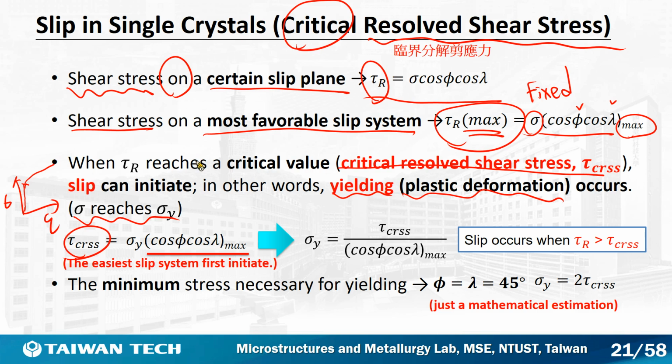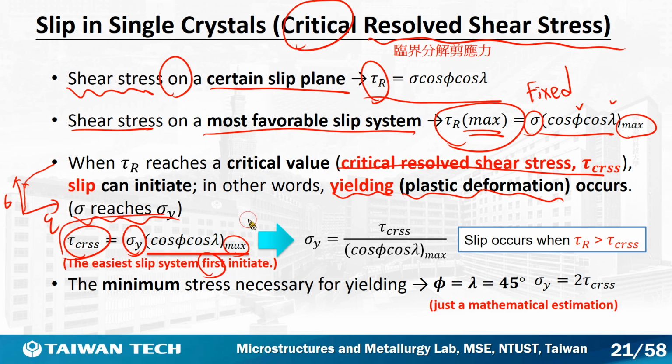And then because yielding occurred, this stress we will call the yield stress. And then this cosine phi and cosine lambda must be the maximum, because we will only have one slip system to initiate, but it's just the first one. After you increase the stress, the other slip systems will initiate too.